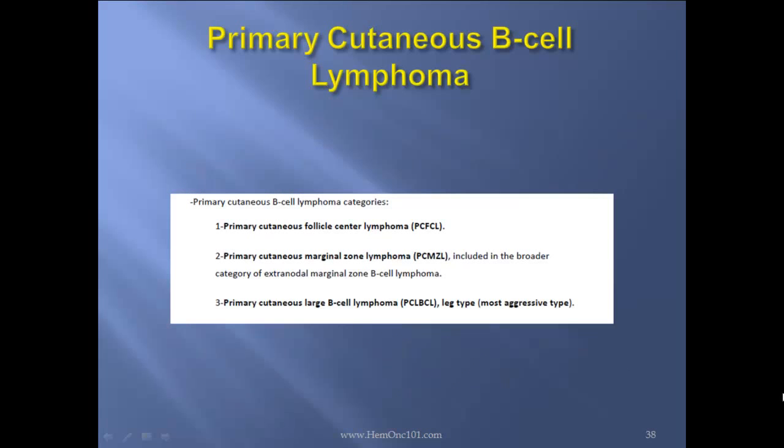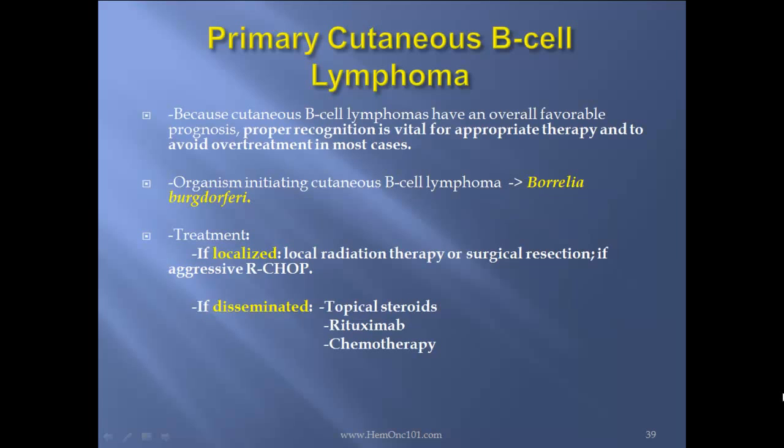Primary cutaneous B-cell lymphoma categories are: 1. Primary cutaneous follicle center lymphoma, 2. Primary cutaneous marginal zone lymphoma, 3. Primary cutaneous large B-cell lymphoma, leg type, which is the most aggressive type. Because cutaneous B-cell lymphomas have an overall favorable prognosis, proper recognition is vital for appropriate therapy to avoid overtreatment in most cases.